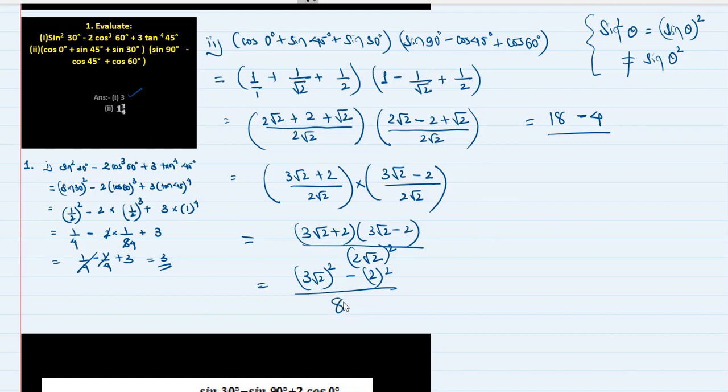Two root 2 square is 8. Okay, so 18 minus 4. 18 minus 4 is 14 by 8. So 2 4s are, 2 7s are, so 1 3 by 4. 1 3 by 4 is the mixed fraction answer of this second expression. So we have evaluated, just put the value and evaluate it. Right, simple. Let's go to the next question.